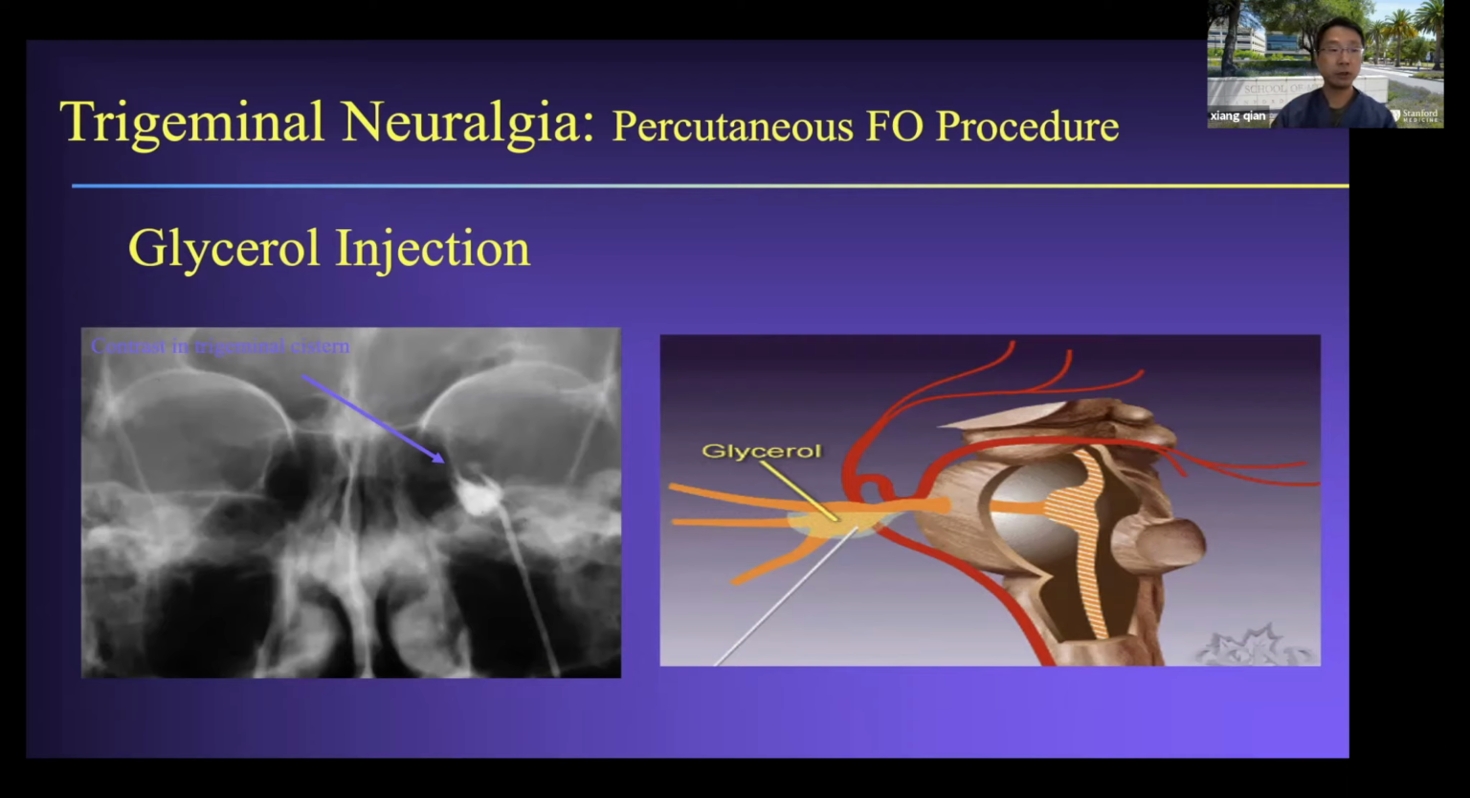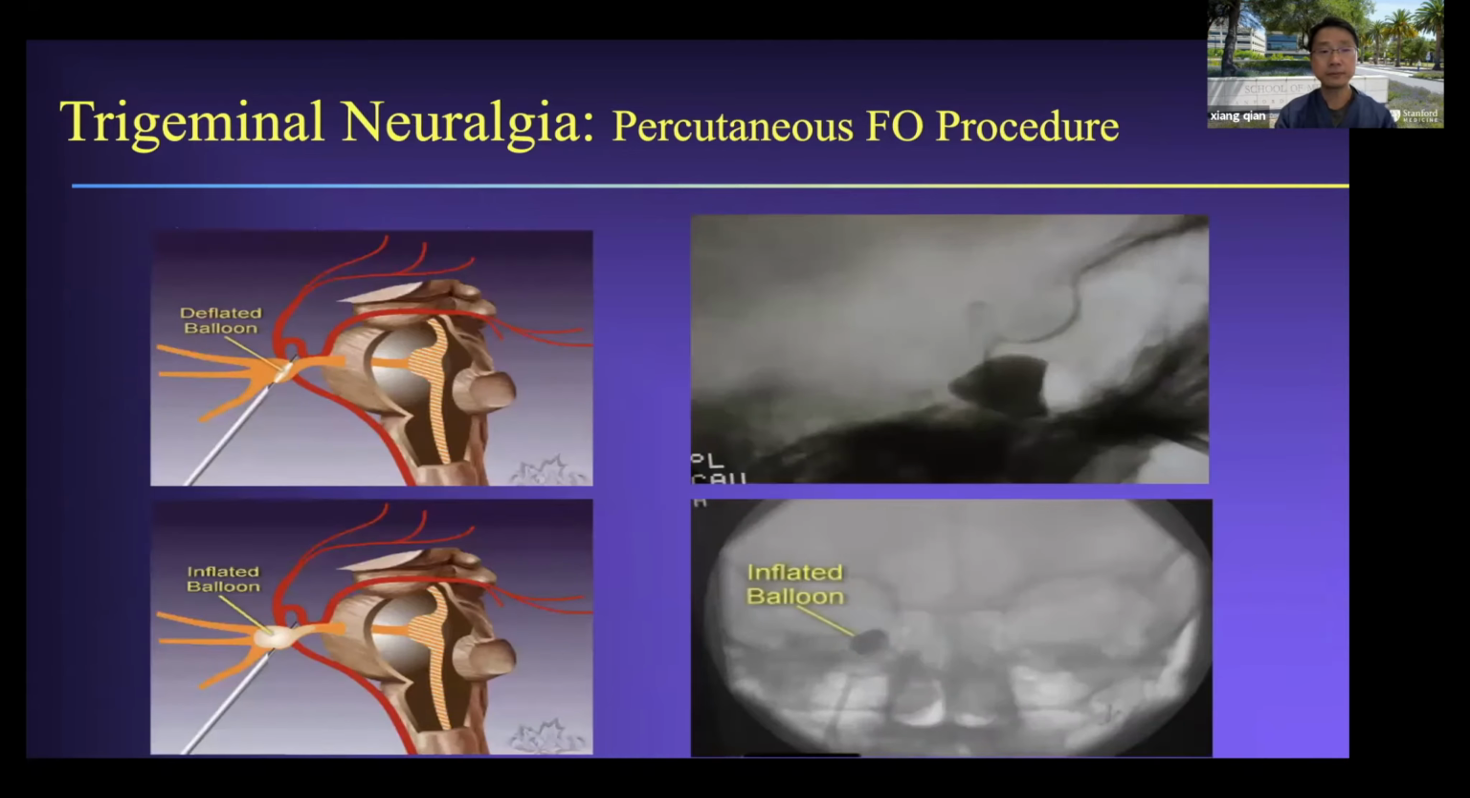And over time, people have used glycerol, which is a neurolysis agent, but it's less potent, less invasive than alcohol. So with the needle going into the Gasserian ganglion, we'll inject about 0.4 cc of glycerol to slowly create a demyelinating kind of lesion there. And 60 to 80% of the time, you can ablate the ganglion, but the weakness or numbness tends to be less. I routinely offer this procedure to our patients as well.